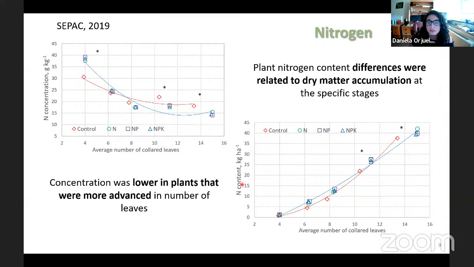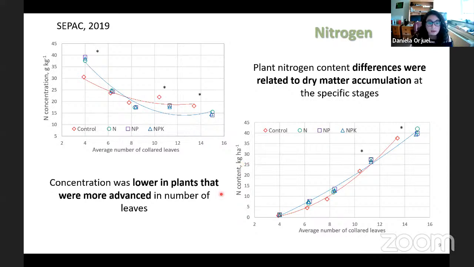In the case of content, we calculated nitrogen content based on concentration and dry matter accumulation. So for both treatments, the content increased across the season. And the differences that we can see here were related to dry matter accumulation, because this dry matter accumulation offset the difference in concentration. So in the case of nitrogen concentration, we were able to say that this was lower in plants that were more advanced in number of leaves, meaning this has one more leaf compared with the control.